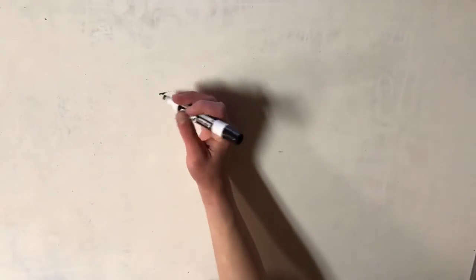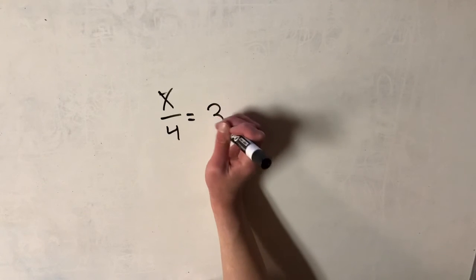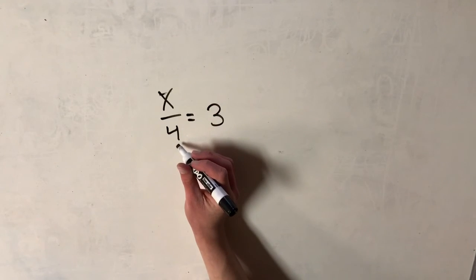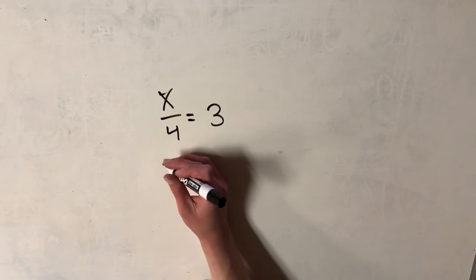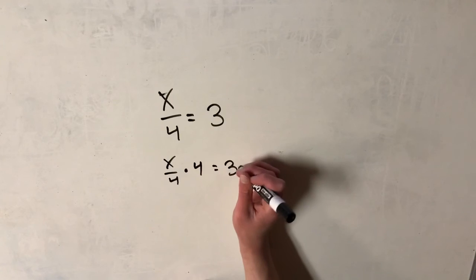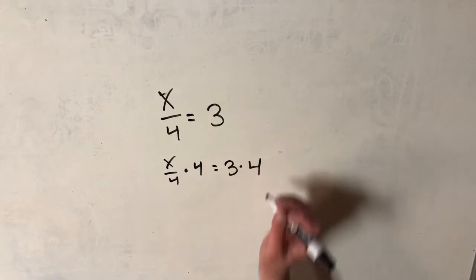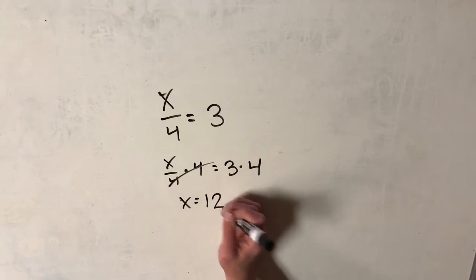And then x over 4 equals 3. So it's division here. So the opposite of that is multiplication. So you're going to multiply 4 to both sides. Those cancel. That equals 12. So x equals 12.